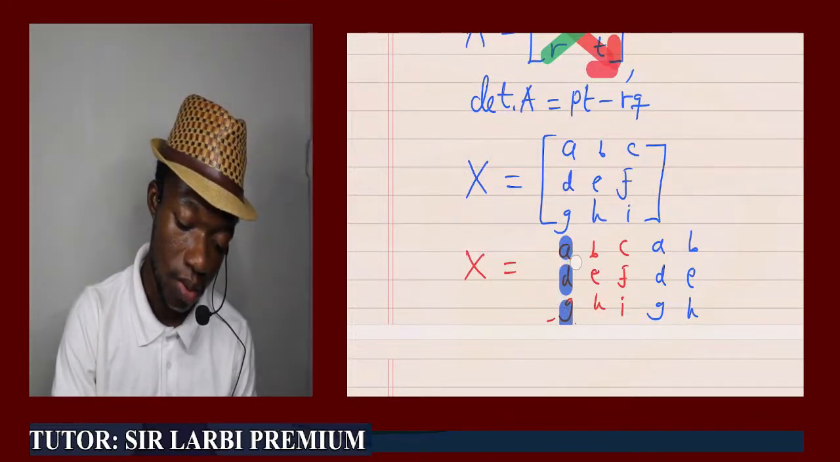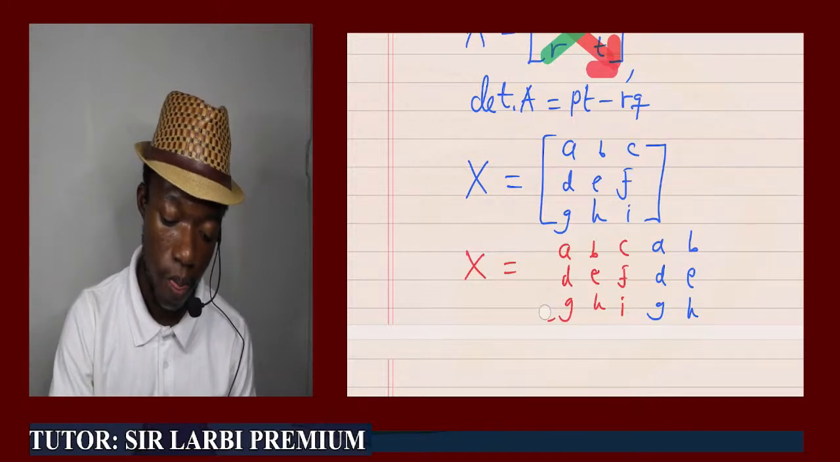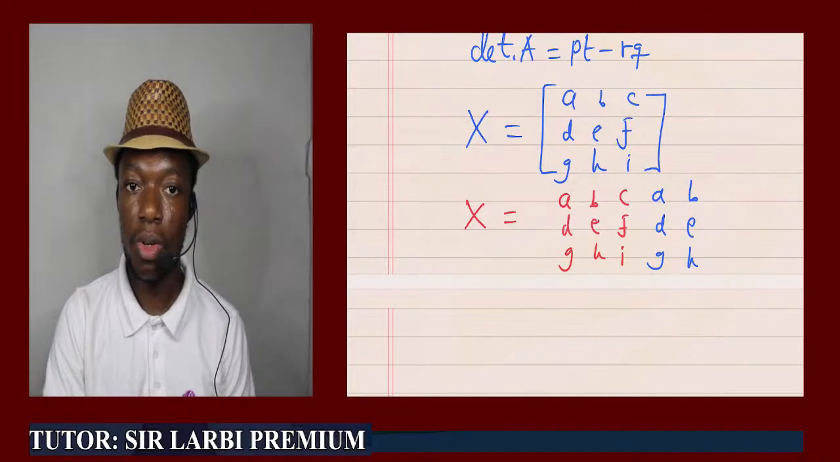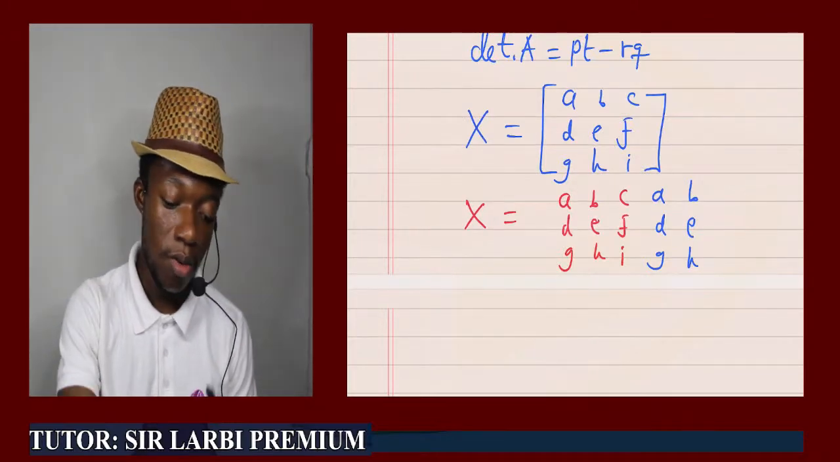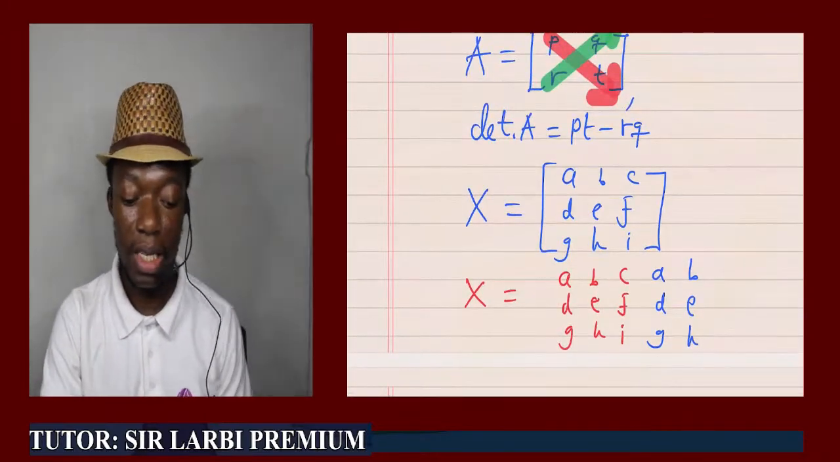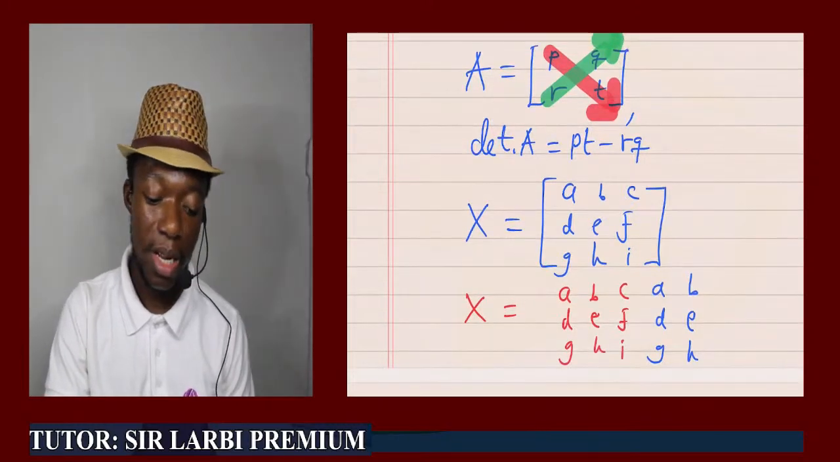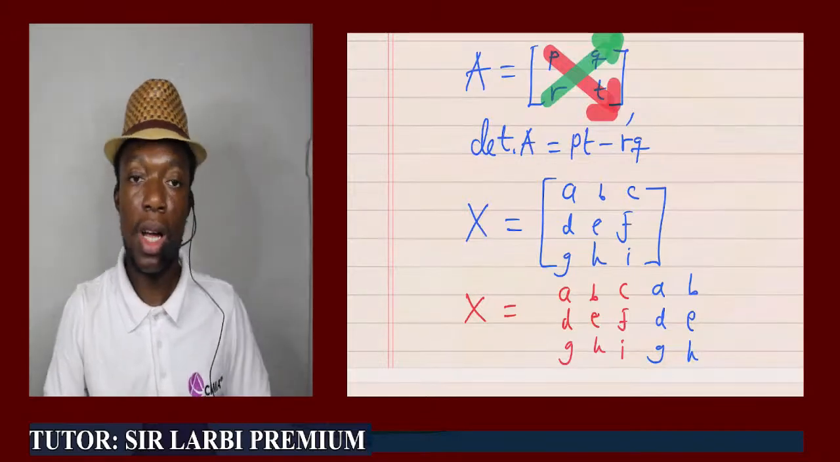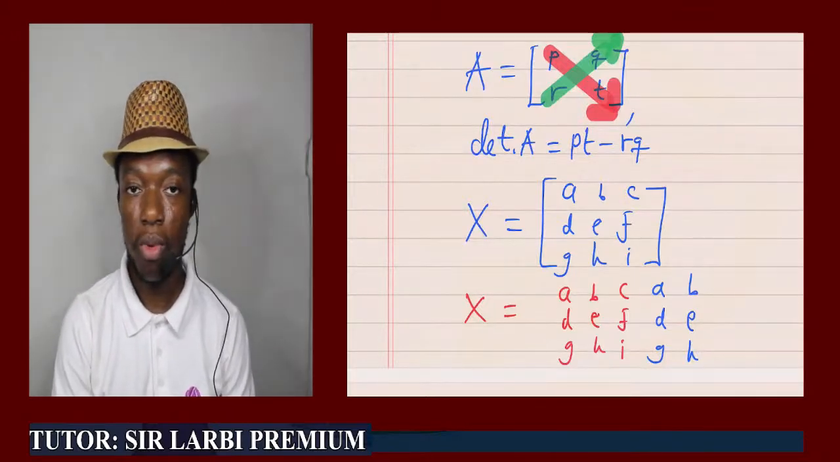I want to erase this. Okay, so once you have this, the next thing you want to do is follow the same approach that we engaged in for the determinant of a 2 by 2 matrix. So you find the product of the downward arrows compared with the product of the upward arrows.